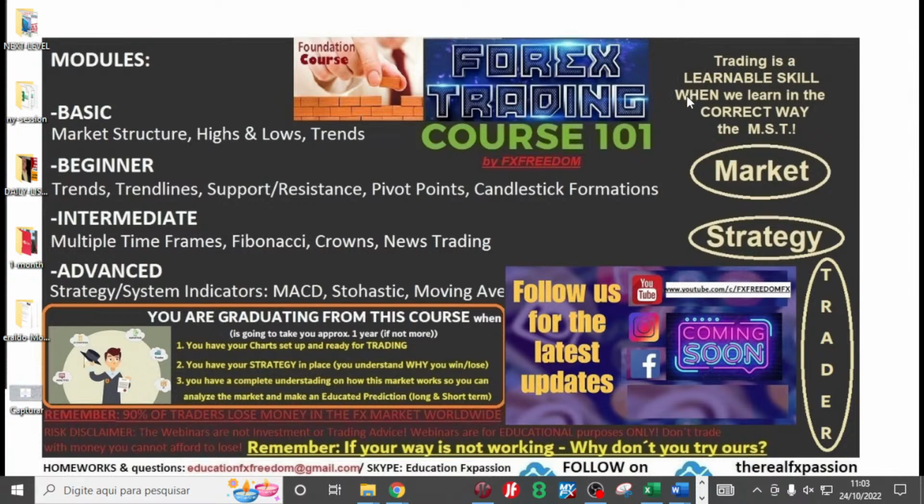When we learn the correct way, the three pillars. Pillar number 1 is the market. Pillar number 2 is the strategy. And we talked about the strategy last week, right, everybody? So today it's what is your strategy, part 6. And the big one is called the trader. We talk about the trader more in the advanced course, called the institutional trader course, everybody.